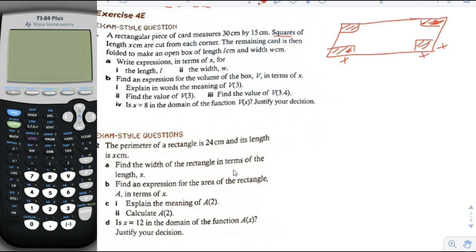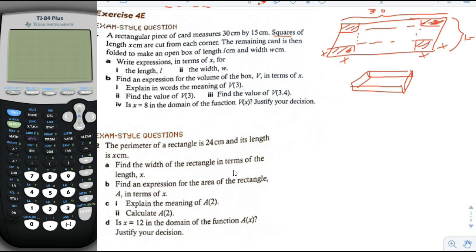And then the total width is 15, and the total length is 30, okay? And once you get it cut out, you can fold up the sides, right? And if you fold up the sides, you can make a box out of it. You can make a box like this with no top if you fold up the sides along these dotted lines. Do you get it? Okay, so they're going to ask you about the area and the volume of this box.